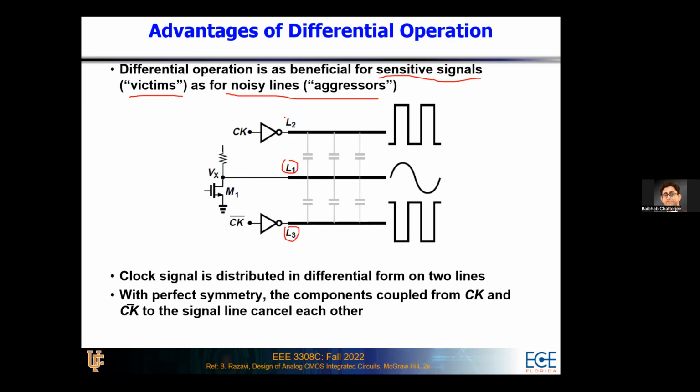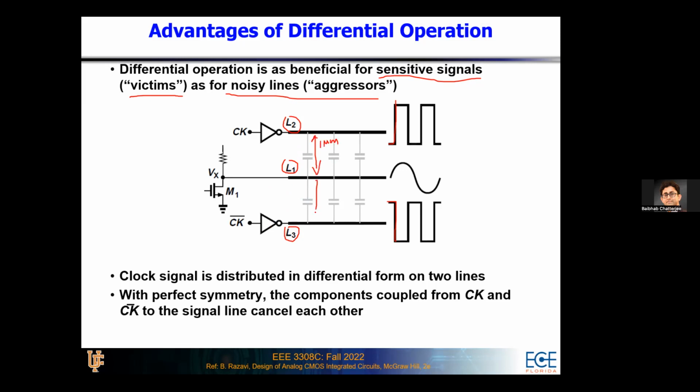But now, interestingly, if you have your aggressors as differential, so let's say you have clock and clock bar going together in parallel with this L1 line, then they will affect the line in the same way. So if clock goes high, clock bar goes low. And effectively, you do not have any spike on the signal line, even though both L3 and L2 are capacitively coupled with the L1 line. But of course, this is not very easy to do because the distance between L1 and L2, so let's say this is 1 micrometer.